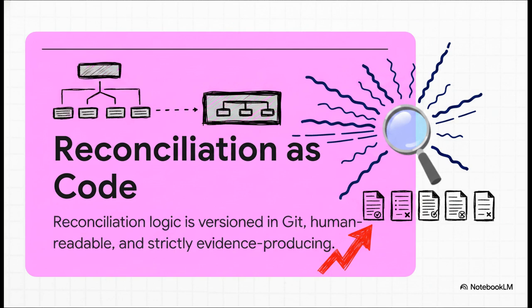And what does that actually mean for you? Well, it means your reconciliation logic lives right there in Git, right alongside your pipeline code. It's entirely human-readable, it uses these reusable check packs so you aren't constantly reinventing the wheel, and most importantly, it strictly produces evidence. You get an auditable trail of exactly what was checked and what failed.